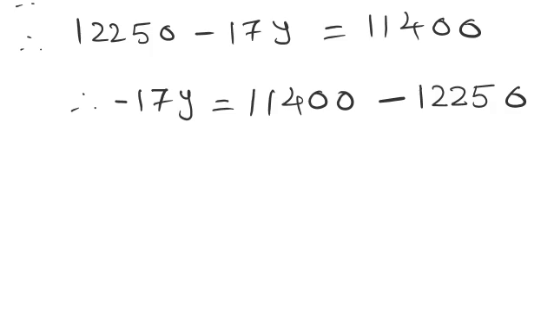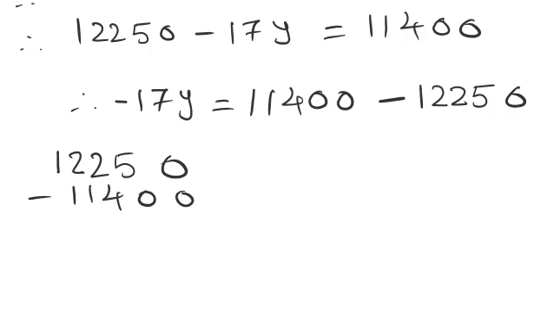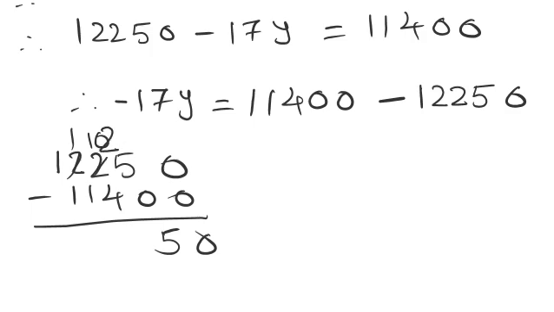See, the exam comes only once and we should not make any mistake at any step. Okay, so we will subtract it carefully. Which is the bigger number? 12250. This is our bigger number, so we write it here: 12250 minus 11400. Okay. 0 minus 0 is 0, 5 minus nothing is 5. 2 minus 4 is not possible, so we take 1 from here, it becomes 12. 12 minus 4 is 8. 1 minus 1 is 0. 1 minus 1 is 0.